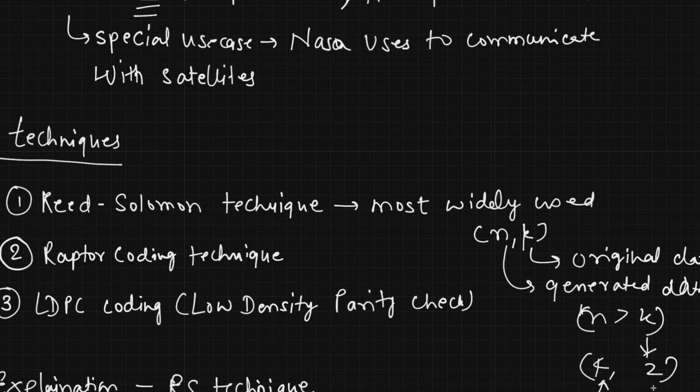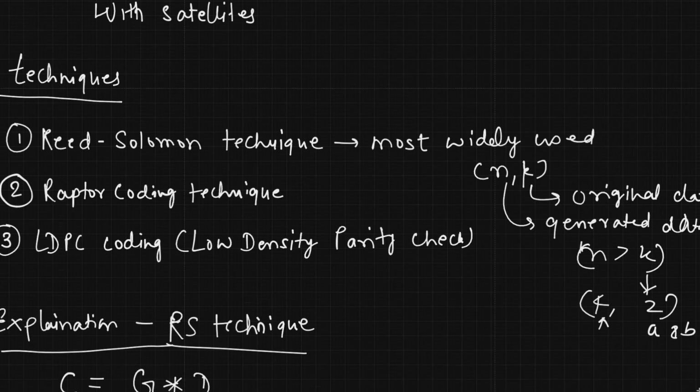So let's suppose the original data is A and B. There are 2 letters, and the 4 fragments will be generated as F1, F2, F3 and F4. So these 4 are generated, and this is the original data. Here n will always be greater than k, so 4 is greater than 2. This means my fragmented data is always greater than my original data.